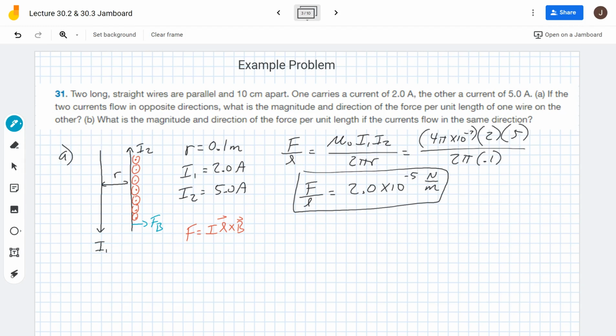Let's do the same thing for I1, because the same idea is happening. I2 is creating a magnetic field that's causing I1 to move because it has a force being applied to it. So if I2's current is up towards the top of the page, I'm going to put my thumb in the direction of I2, and then curl my fingers around, and I see that the magnetic field at I1 is also out of the page. So we're going to have out of the page here as well.